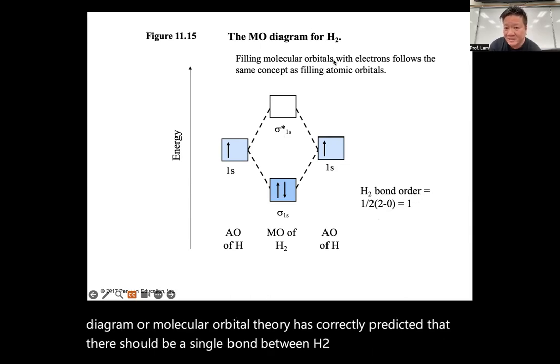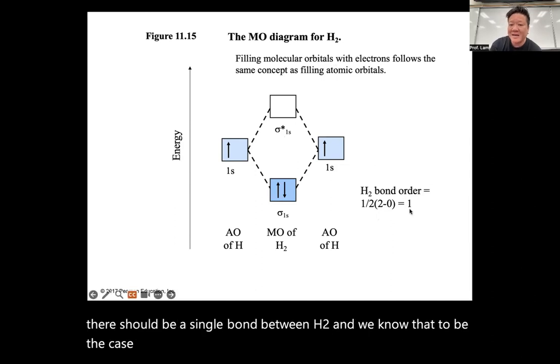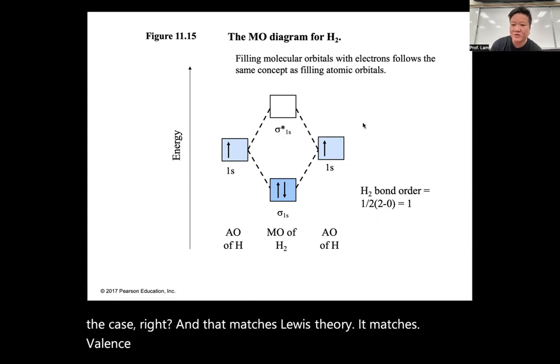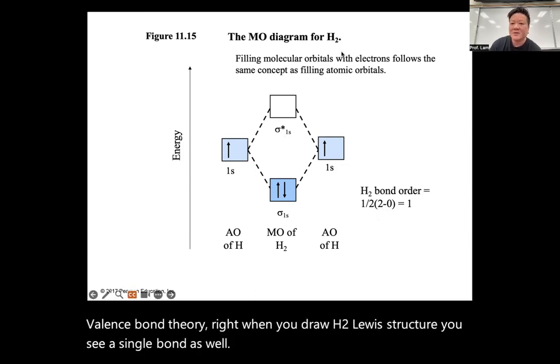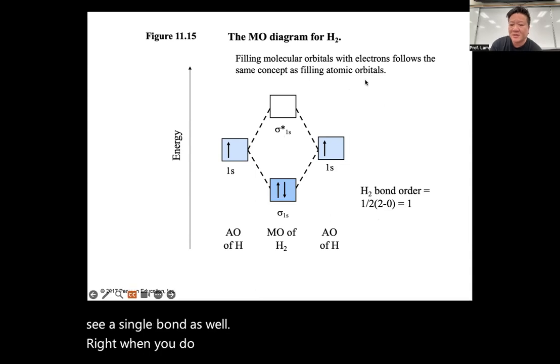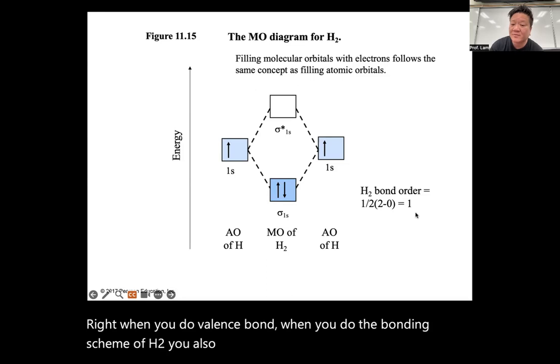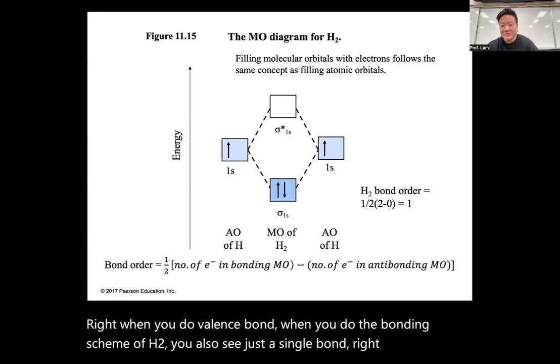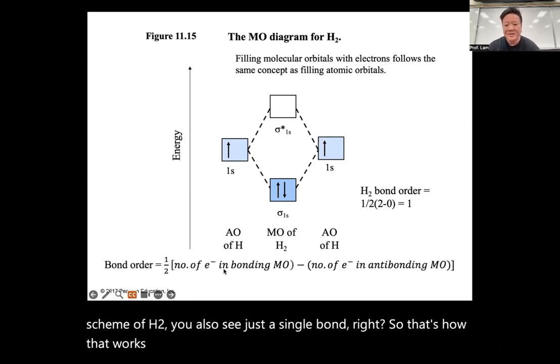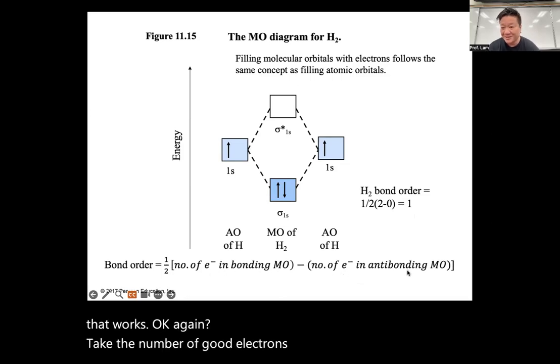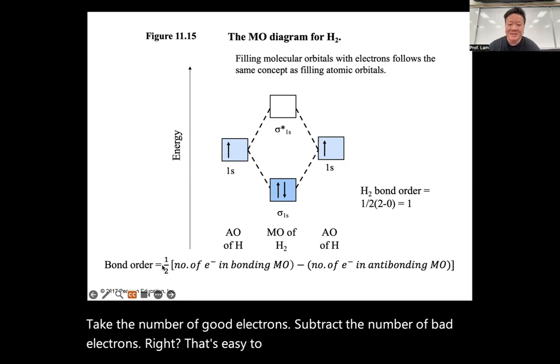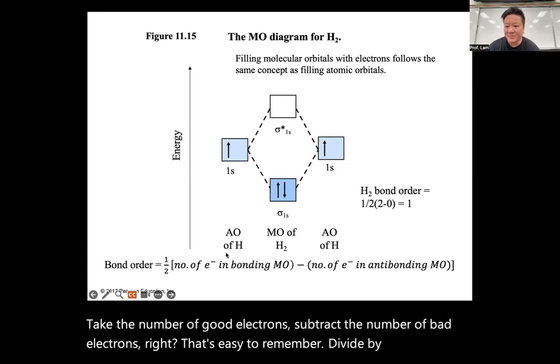And we know that to be the case, right? And that matches Lewis theory. It matches valence bond theory, right? When you draw the H2 Lewis structure, you see a single bond as well. When you do valence bond, or the bonding scheme of H2, you also see a single bond. So that's how that works, okay? Again, take the number of good electrons, subtract the number of bad electrons. That's easy to remember. Divide by 2, and that's how you get your bond order, okay?